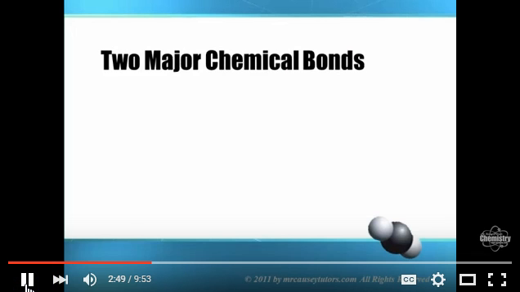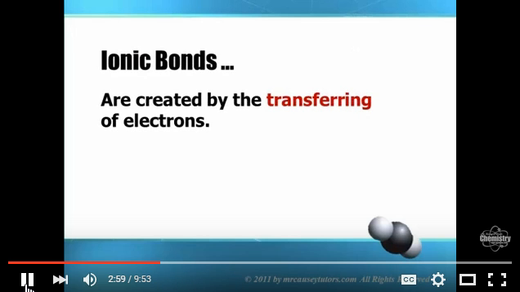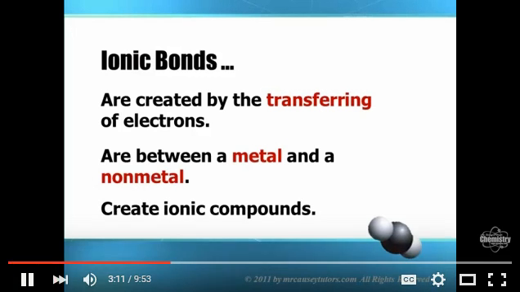Two major chemical bonds. There's the ionic bond and the covalent bond. Those are the two major chemical bonds, and we need to learn about them. So the ionic bonds are created by the transferring of electrons. One atom gives up its electron to the other atom. Boom. And usually it's between a metal and a nonmetal, and they create ionic compounds.